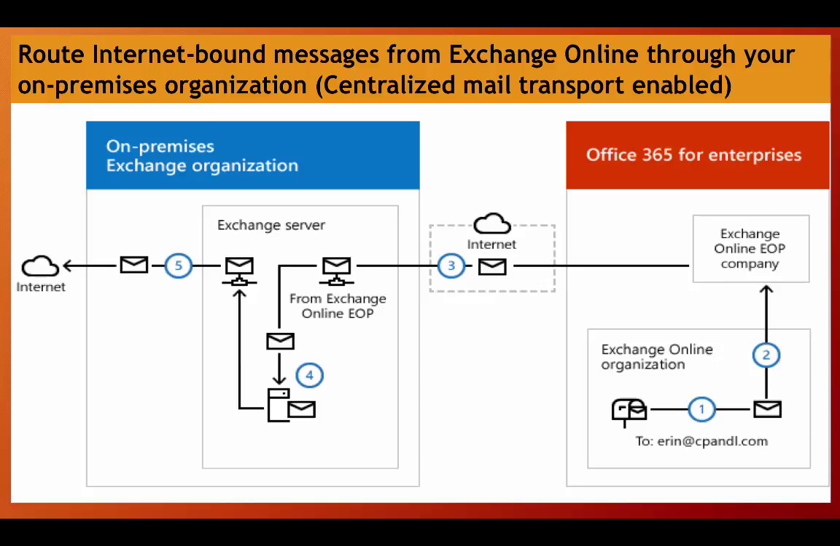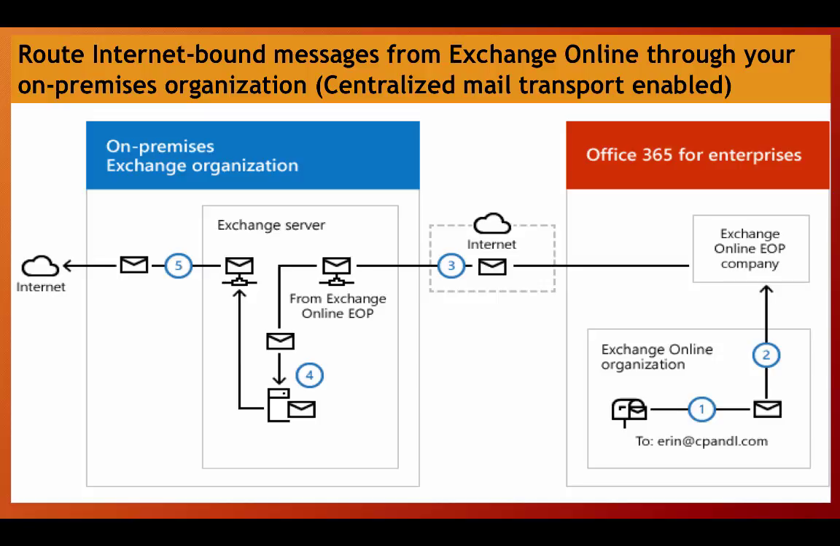And there, when it gets to EOP, it finds out that this internet-bound message has to go through your own premises server because you already set up that centralized transport. So from there, this message gets routed to your on-premise Exchange server instead of being sent directly to the internet. That's the big differentiator here. It gets routed to your on-premise Exchange server over TLS, which is an encrypted connection between on-premises and Office 365. So I emphasize again, that's how it's routed from EOP to your on-premise Exchange server.